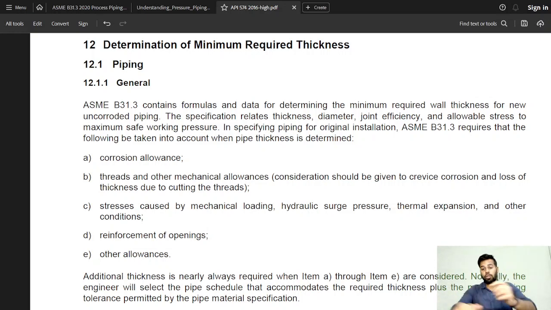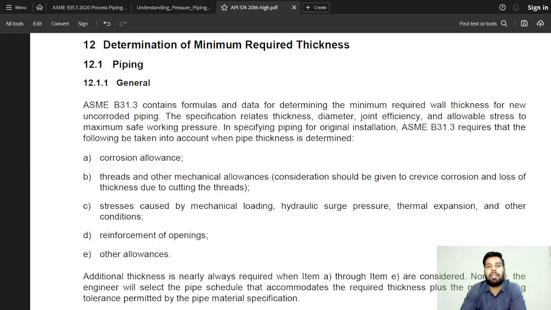Hello. So, in the last lecture of the API 574 code, we have seen some excerpts. That is, in section 11, we have seen what some of the pressure test requirements are. We have seen how leak testing would be carried out. We have also seen how soil resistivity would be determined, and what the criteria would be for inspection of buried piping. Now we'll go towards section 12, that is, how to identify the minimum required thickness.